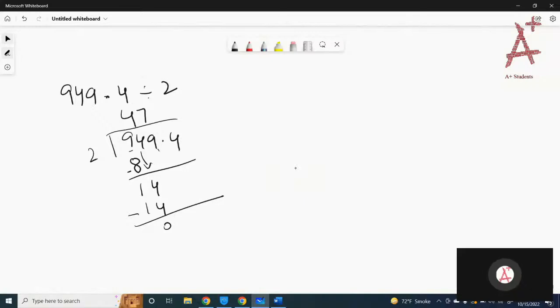We have another digit, bring the next digit down. 2 times 4 is 8. 9 subtract 8 is 1. Here you have a decimal point, so put the decimal point over here and bring the last digit down. That would be 14. 2 times 7 is 14, and 14 subtract 14 is 0. So it would be 474.7. Got it?